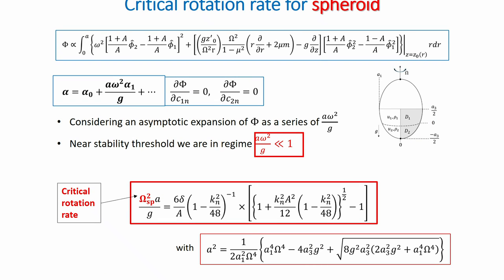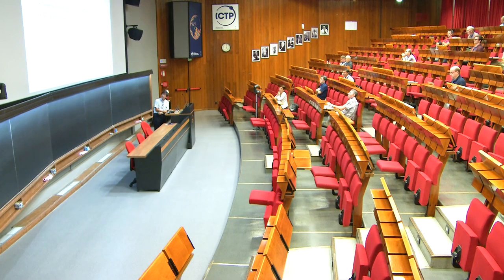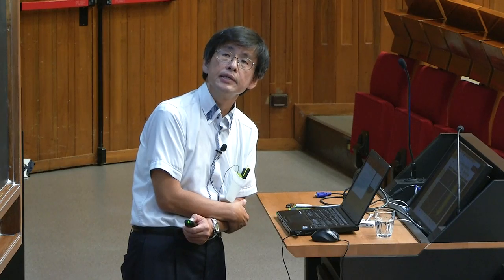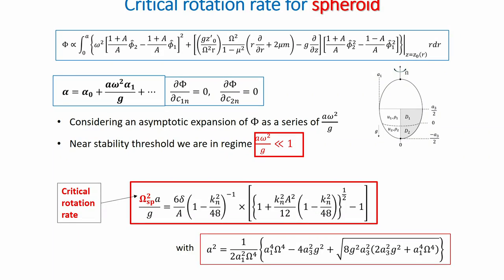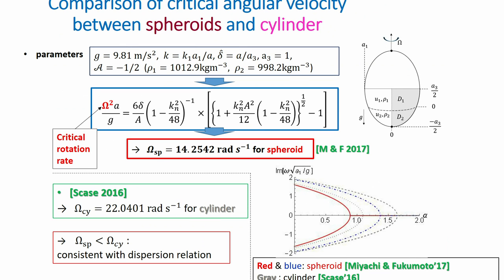Then finally, you can calculate the critical rotation rate for the spheroid to establish stability of these two-layer fluids. Critical speed means the growth rate, the imaginary part of omega, equals zero. Then you may assume the following. Then by taking this in a power series of this small parameter and substituting this approximated eigenfunction and taking the variations, you obtain a critical rotation speed. Then the result is the following.